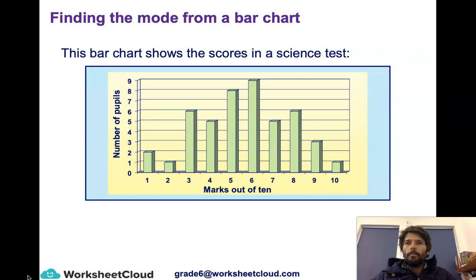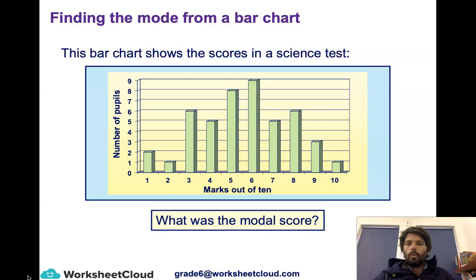We can also find the mode from a bar chart. So this bar chart shows the scores in a science test. And the question would be, what was the modal score? And if you have a look on the horizontal axis, which is the x-axis, it tells you marks out of 10. So if we read this graph, you can see that 2 pupils, which is the y-axis or the vertical axis, scored a result of 2 out of 10.